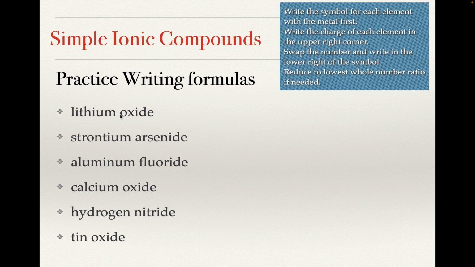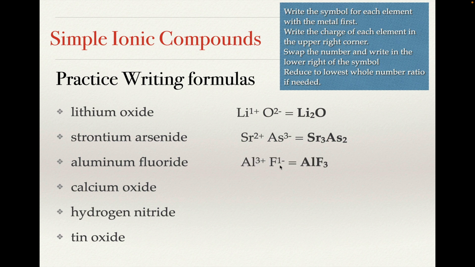So we have lithium oxide. Lithium has a +1 charge, oxygen has a -2 charge. So we move the 2 over and the 1 over, and we end up with Li2O. Okay. Strontium arsenide: strontium's a 2+, arsenic is a 3-. So again, we just switch the 3 and the 2, and we get Sr3As2. Aluminum is a 3+, fluorine's a 1-, so we switch the charges, and we end up with Al1F3.